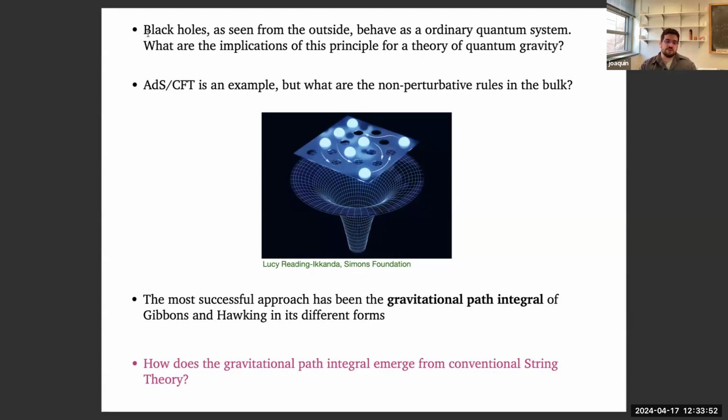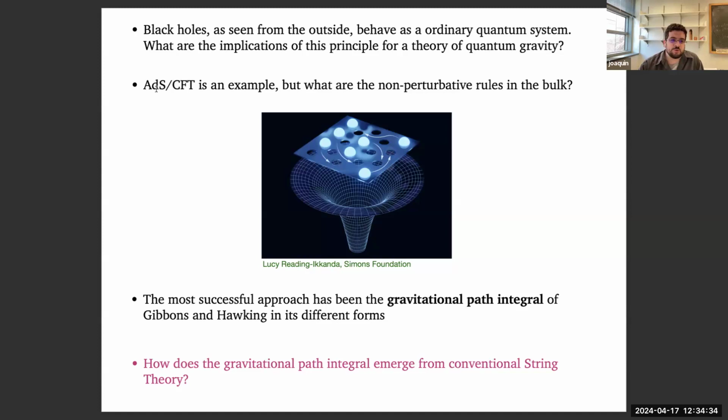We start with the conjecture that black holes, as seen from the outside, behave as ordinary quantum systems. This is a conjecture that comes from the early 90s, but it has had a lot of concrete realizations from string theory, especially in the context of AdS/CFT, where we can construct black holes in string theory and find what the ordinary quantum system is, and then test this. AdS/CFT is obtained when we consider near extremal black holes and decouple the near horizon from the exterior. Then we end up with AdS/CFT.